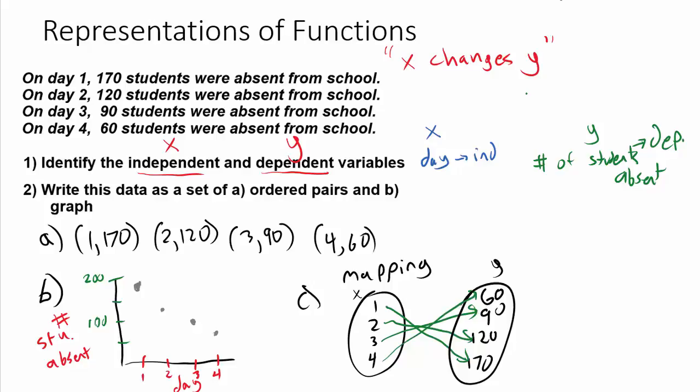So that's a bunch of different representations you could look at with a function. Your independent and dependent variables help you tell which is x and which is y in these ordered pairs, so we don't put them in the wrong order. And then you can sketch a quick graph or a mapping. Again, a table should be something you're familiar with. You could really just draw a quick one right here. You would just have an x and a y, or instead of listing them as x and y, you could put day and students absent.